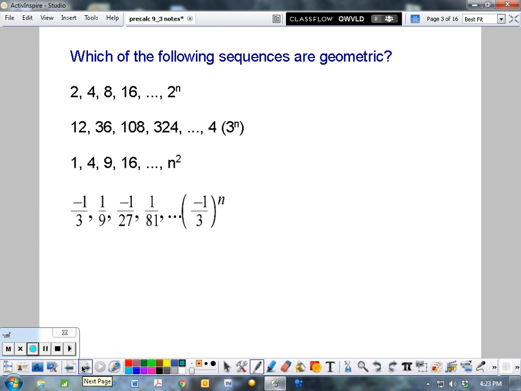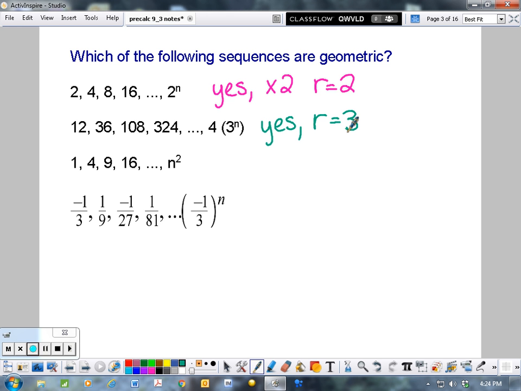Okay, so now we're going to look at some sequences and we're going to determine, are they geometric? And then if they're geometric, we have to determine what the common ratio is. So on our first one, it looks like I could times by 2 each time. So yes, this is geometric, and we times by 2, so that means our r is 2. Okay, on our next one, it looks like we can times by 3. So yes, this is geometric, and our r would be 3.